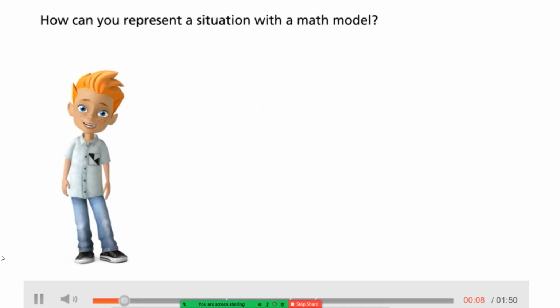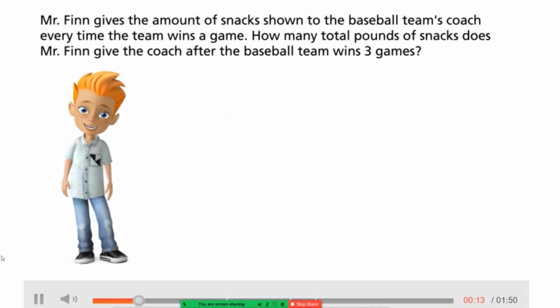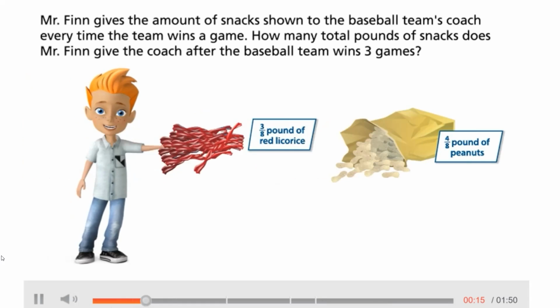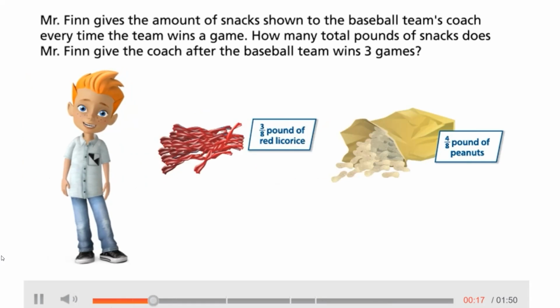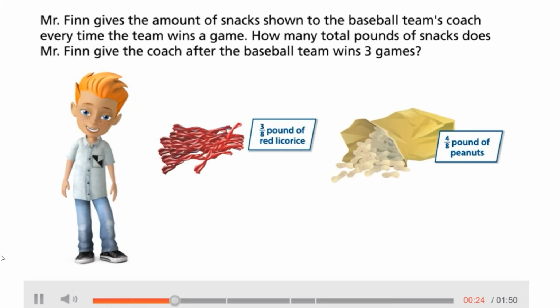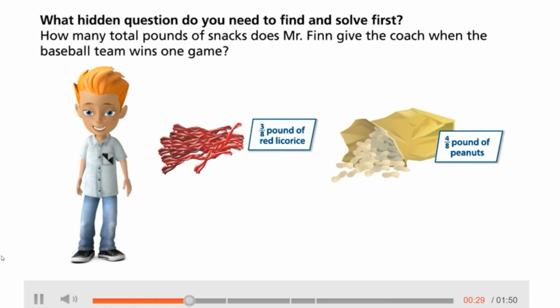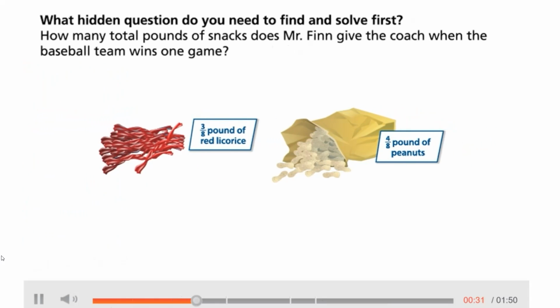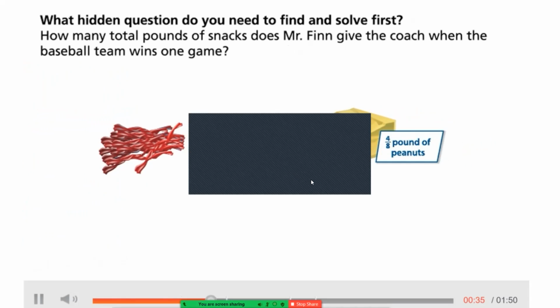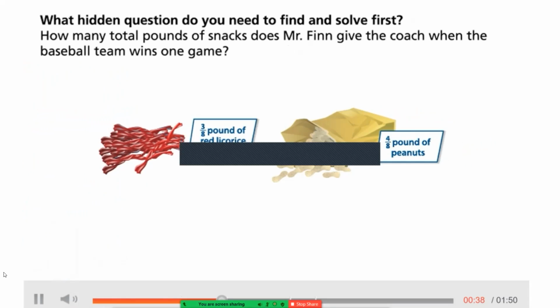How can you represent a situation with a math model? Mr. Finn gives the amount of snacks shown to the baseball team's coach every time the team wins a game. How many total pounds of snacks does Mr. Finn give the coach after the baseball team wins 3 games? What hidden question do you need to find and solve first? How many total pounds of snacks does Mr. Finn give the coach when the baseball team wins 1 game?